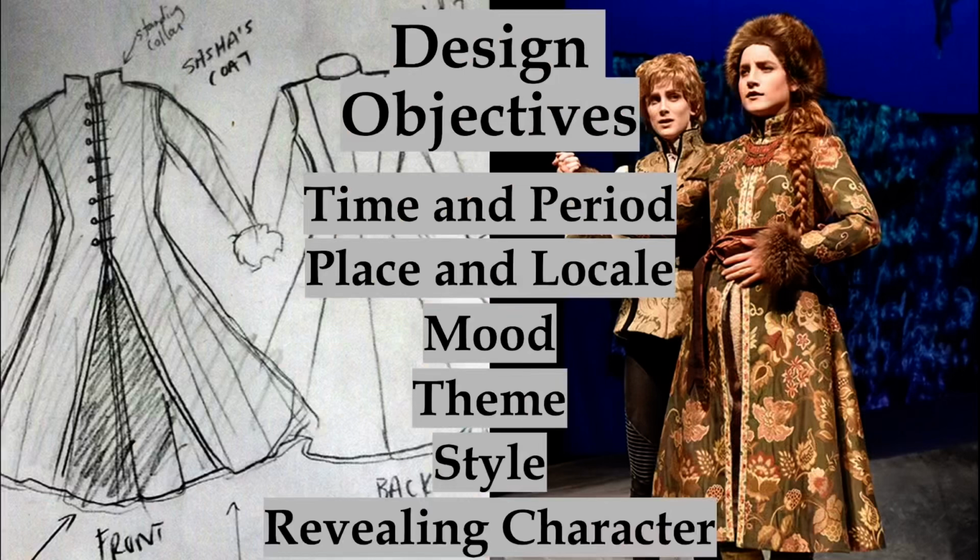Theme refers to the thoughts the designer intends to evoke in the audience. Style refers to the way the story is being told. So this could mean, is it realistic, non-realistic, fantastical, allegorical, any of those. Finally, revealing character refers to specific evidence supporting claims made about characters. They can be as subtle or as overt as the designer chooses.